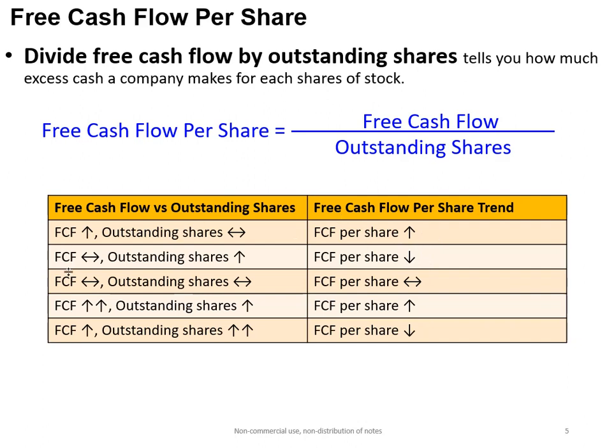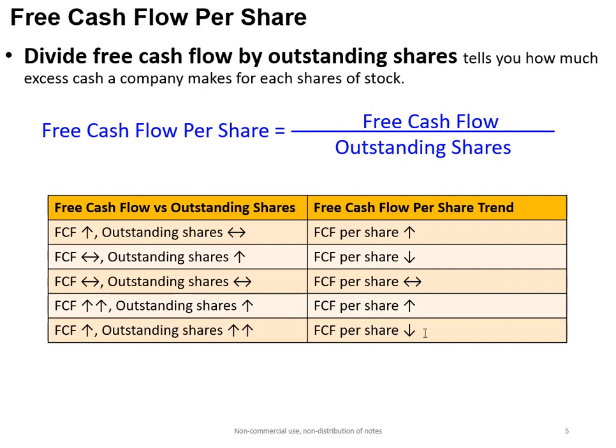Or number three, let's say your free cash flow and outstanding share are both stagnant, then your free cash flow per share will be stagnant. Or number four, let's say your free cash flow is rising, and the outstanding share is also rising, but the difference here is that the free cash flow is rising at a much faster rate, then your free cash flow per share will go up. But on the other hand, let's say your outstanding shares are going up at a much faster rate, then your free cash flow per share will go down.